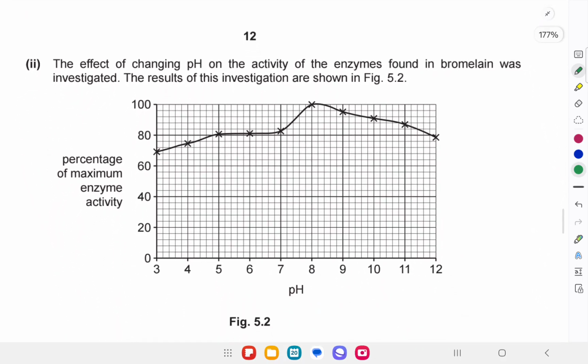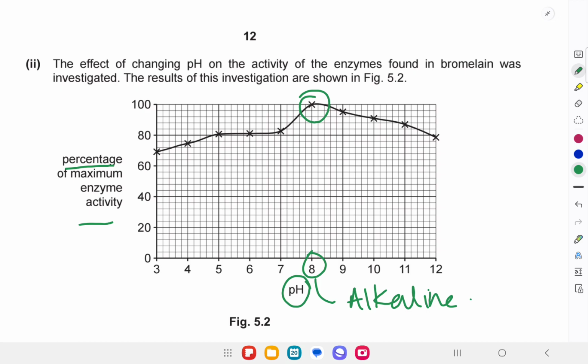Okay, so the effect of changing pH on the activity of enzymes found in bromelain was investigated. The results of this investigation are shown. Okay, so the y-axis shows the percentage of maximum enzyme activity, and the pH is shown on the x-axis. As we increase the pH, the activity of the enzyme is increasing, and the highest activity is at pH 8, which is alkaline. Okay, because 7 is neutral and anything after 7 is alkaline.